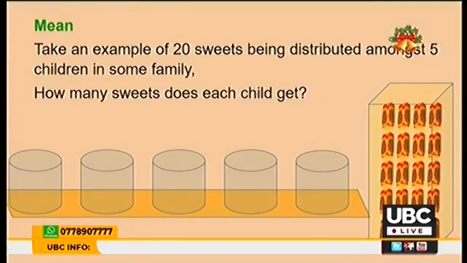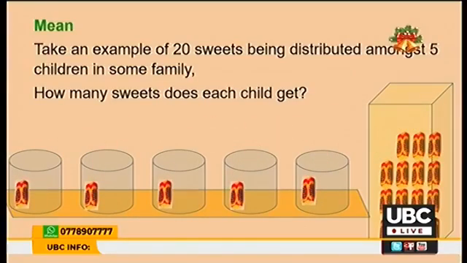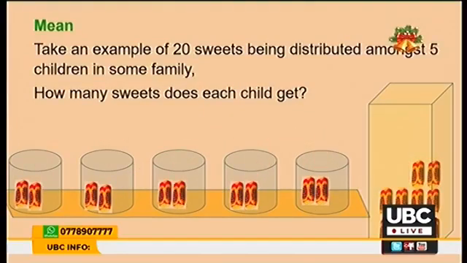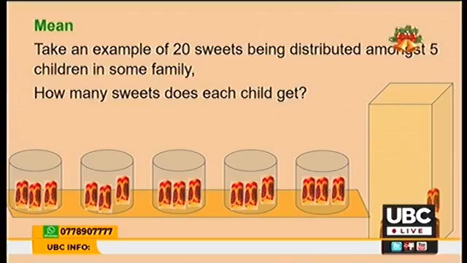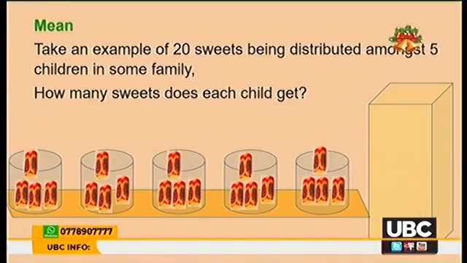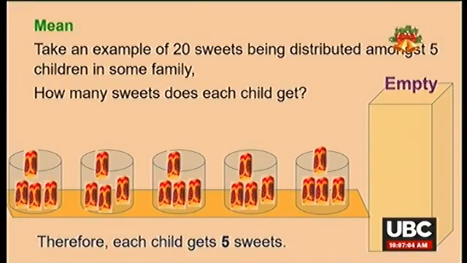We are now going to look at another concept, which is mean. I said, take an example of 20 sweets being distributed among 5 children. Let's distribute the 20 sweets. When we distribute 20 sweets among 5 children, we shall look at how many sweets each child gets. From our diagram, we can see that each child got 5 sweets.